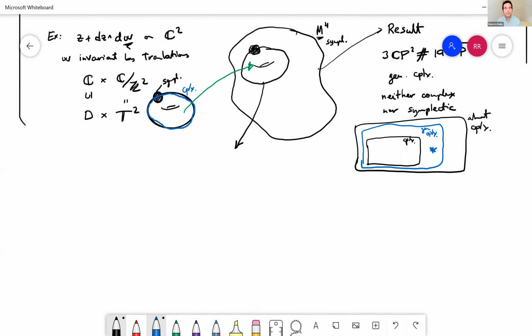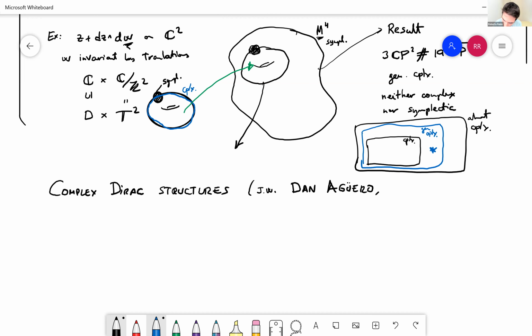Okay, having said this about why generalized geometry, now let me finish by taking you on a trip to complex Dirac structures. Look, what we did is we have this type in generalized complex structures that was telling me how structures are changing, and it was nice to have these structures changing. This is actually the work of the thesis of Dan Agüero, which was co-supervised by myself and Henrique Bursztyn.